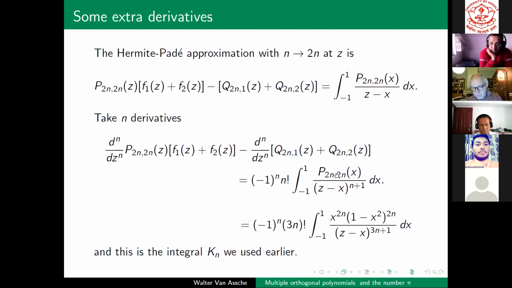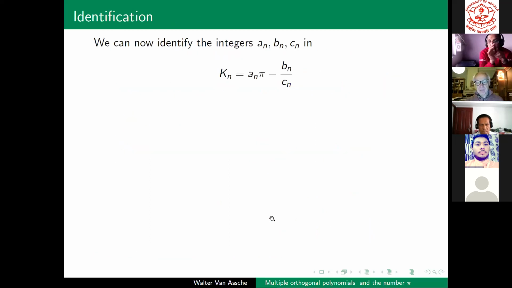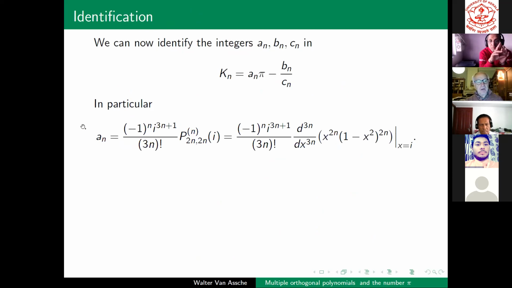So if I do Rodrigues and integration by parts, this integral, in fact, becomes the integral Kn that we had before, up to this factor over here. So you see the integral that we were considering is based on Hermite-Padé approximation to two particular functions. And then we can identify the quantities in our rational approximants.